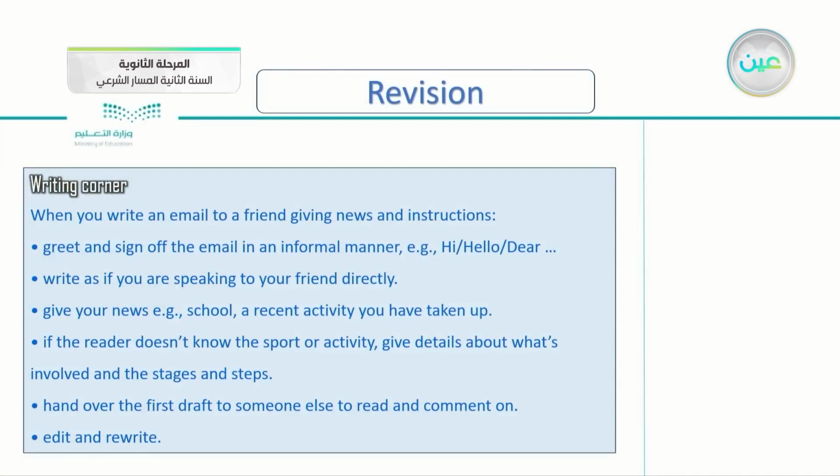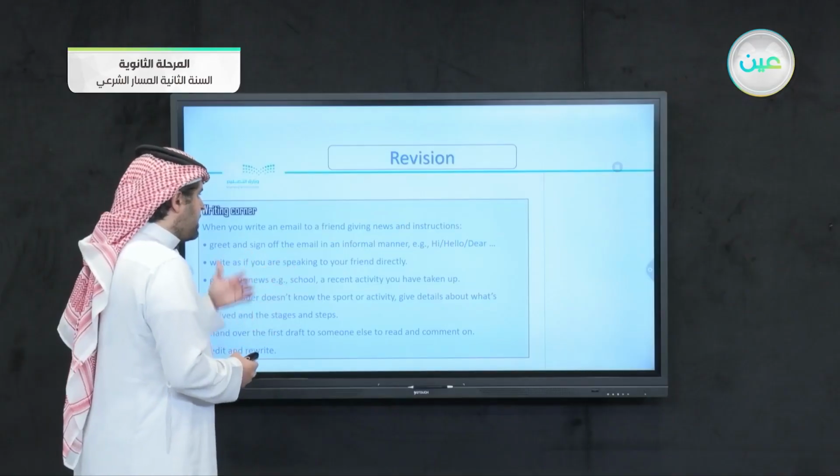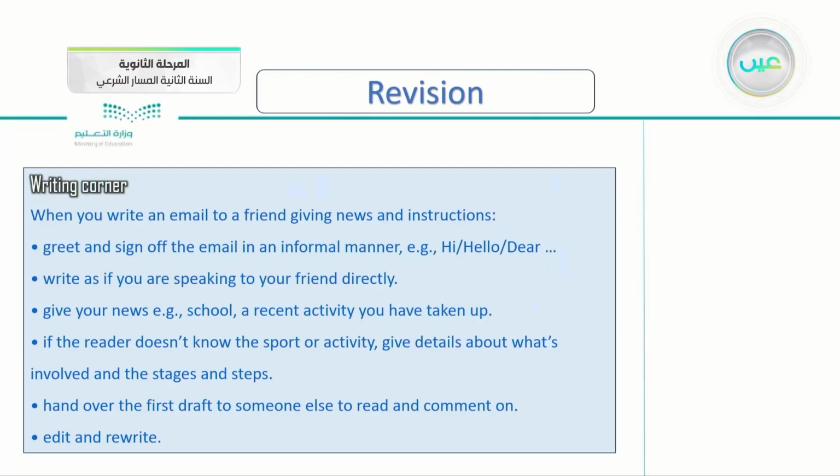Then we took the writing corner to write when you write an email to a friend giving news and instructions. These are the points. Let's revise them quickly. First of all, to greet and sign off the email in an informal manner. Informal, because you're writing to your friend here, so be informal. For example, here, hi, hello, dear, and so on. Write as if you're speaking to your friend directly. Write as if he's right in front of you, writing to him directly.